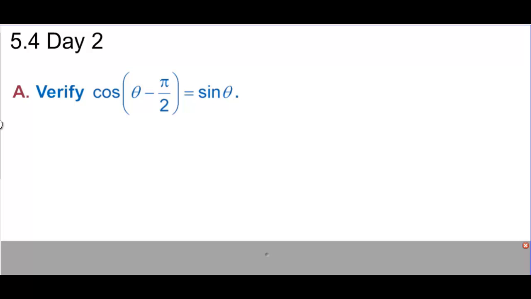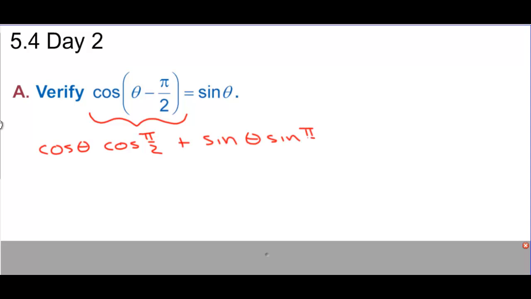5.4 Day 2. Verify cosine of theta minus pi over 2 is equal to sine of theta. Well, this is the angle addition property, and the cosine of theta minus pi over 2 is the same as cosine of theta, cosine of pi over 2, plus sine of theta, sine of pi over 2.